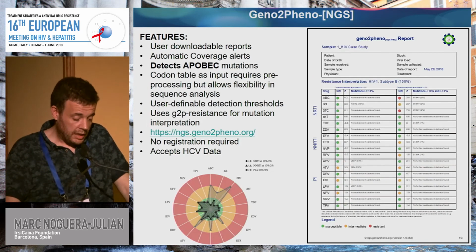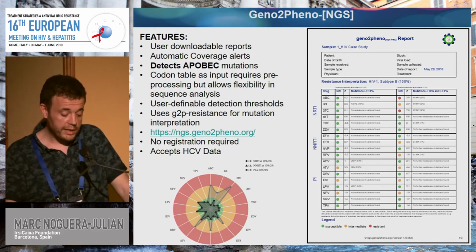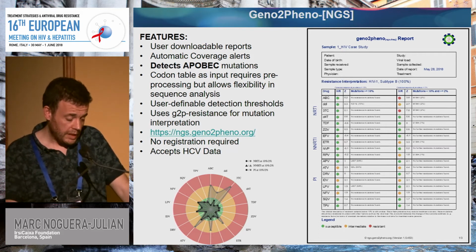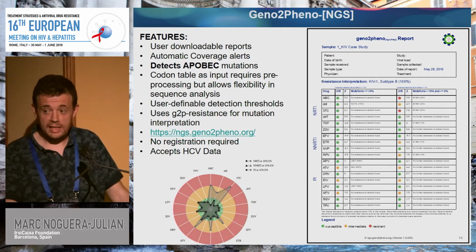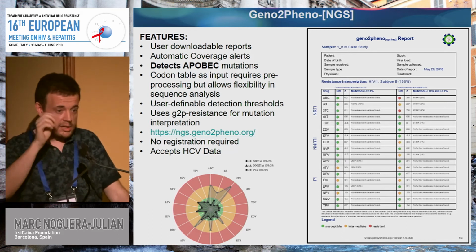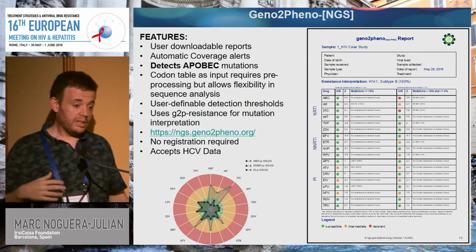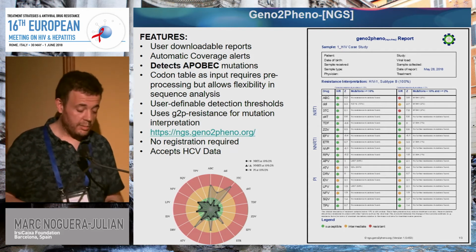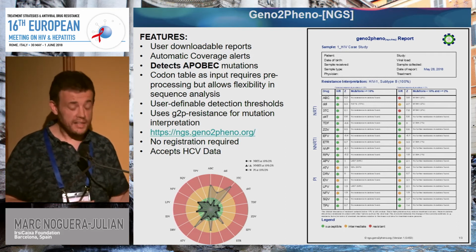This tool creates this report. You can download the reports in PDF format, which is very handy if you want to send the results or print them. It detects APOBEC mutations. I don't know who mentioned it, I think it was Alex. You mentioned that the APOBEC mutations are detected using the approach by Bob Shafer, using codon signatures for APOBEC activity. This tool needs a codon table or an amino acid table as an input, so some pre-processing of your sequencing data is needed.